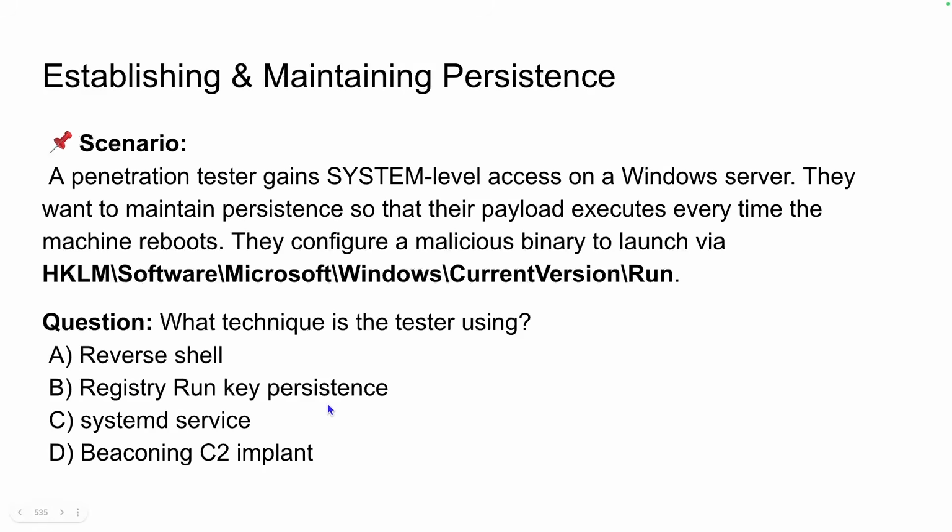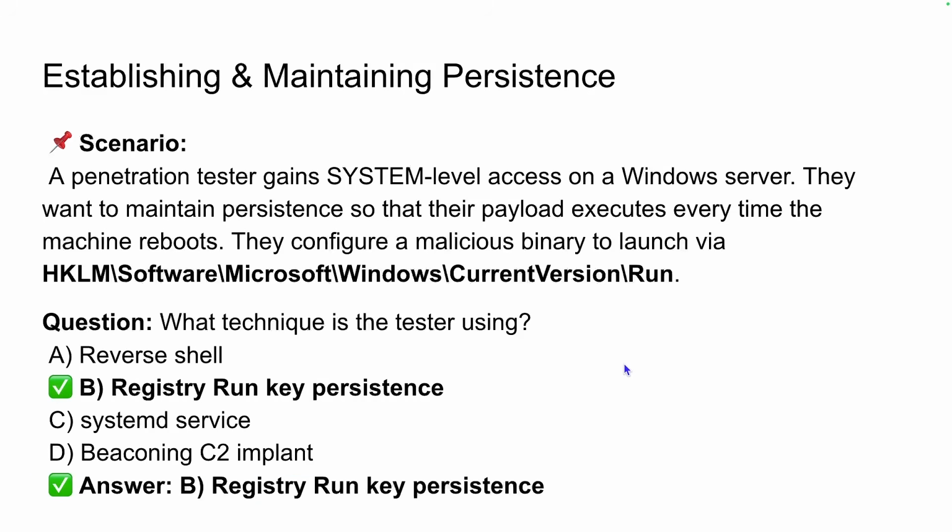That is the registry run key persistence right here. So this is when you see HKLM and things like this, a registry path right here. So that is great. Systemd service has to do with Linux, so it's not Windows. Reverse shell is just a type of remote connection that you can establish. We're talking about system-level access. They want to maintain persistence, so this will be the big piece right here. Beaconing C2 implant can work, except this is not what we're talking about right here. So registry run keys is what we're doing.